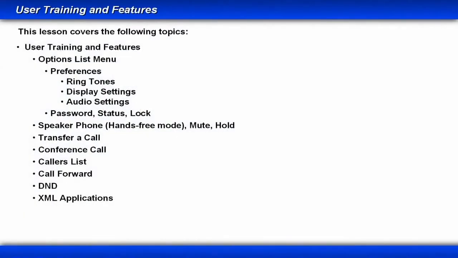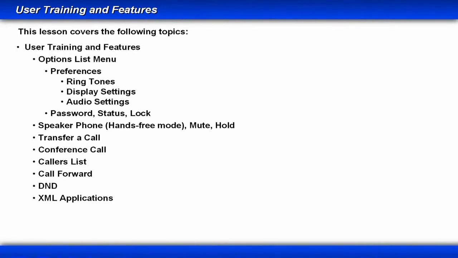We'll explore the menu options. We'll go into the Preferences menu and look at a variety of submenus. I'll also talk about the password, status, and lock menus. Then I'll demonstrate the following features: how to activate the speakerphone, the mute and hold buttons, and what they look like on the LCD screen.